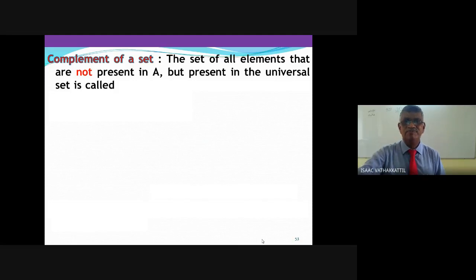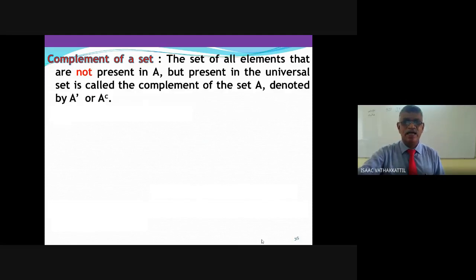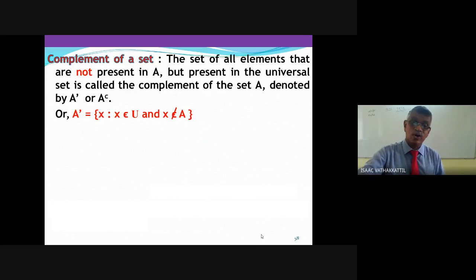We denote the complement of a set by a dash or a C. We usually use a dash. Some others may use A with suffix C, but we use a dash. So what is A dash? Those x in U which are not in A, those elements in the universal set but not present in A, outside A.